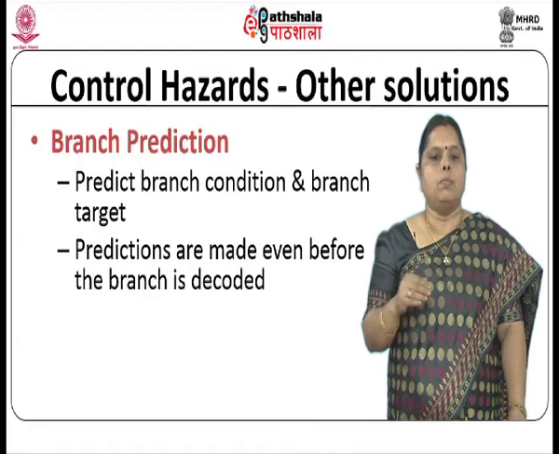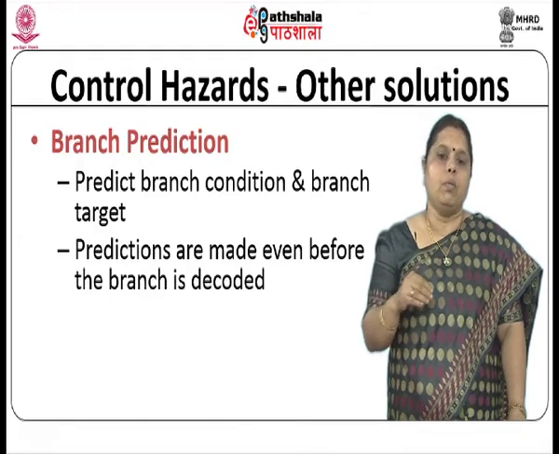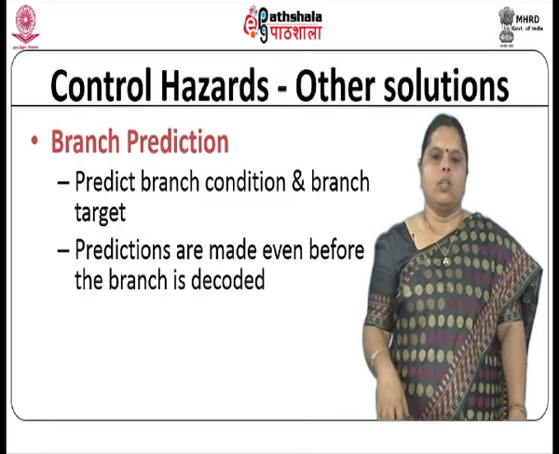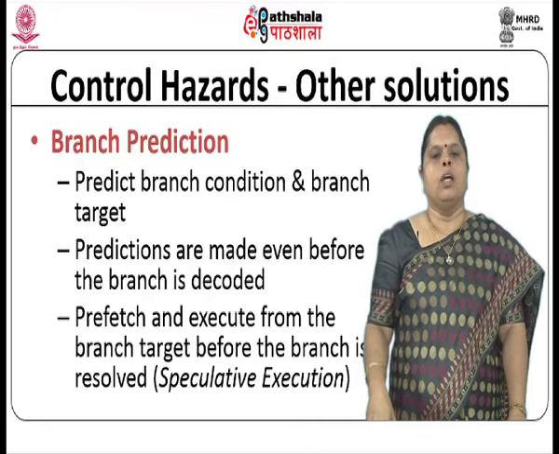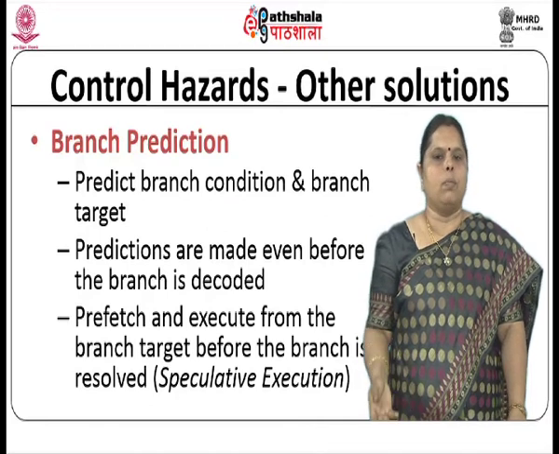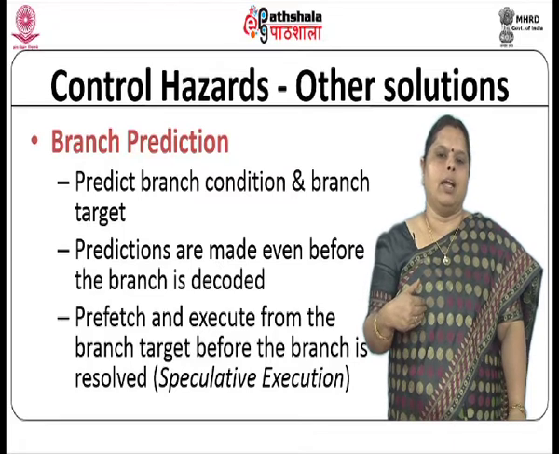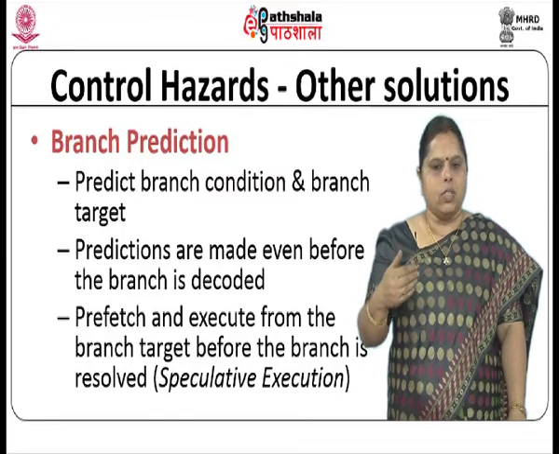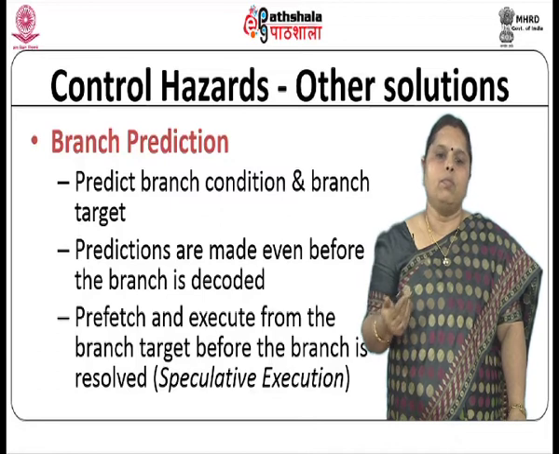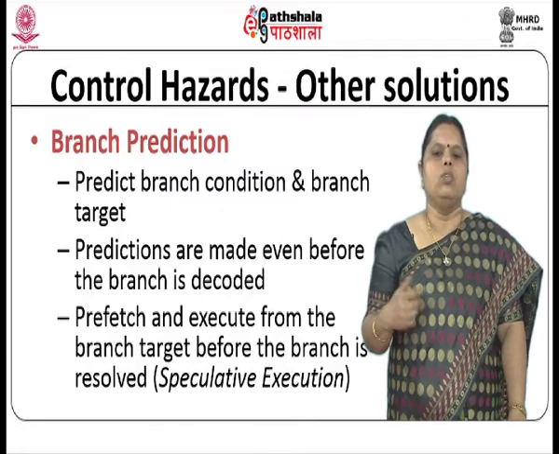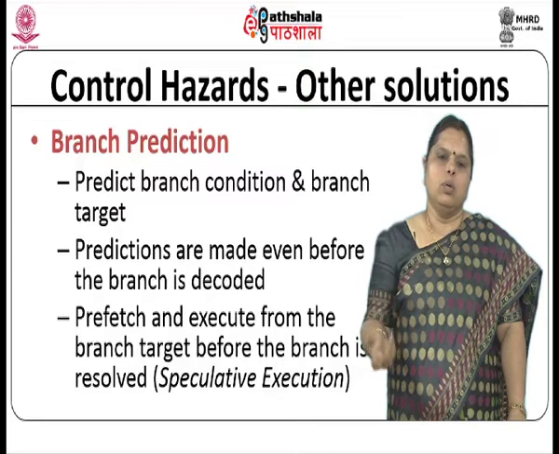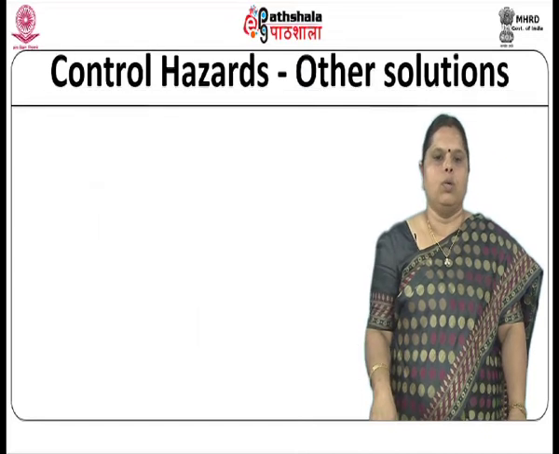And remember, these predictions are made even before the branch is decoded. That basically happens when you are looking at predicting the branch target, the details of which we will discuss as we proceed. And you may also look at other optimizations where you not only prefetch from the predicted address, you prefetch and execute from the branch target address even before the branch is resolved, which is called speculative execution, which again we will discuss in detail as we proceed.